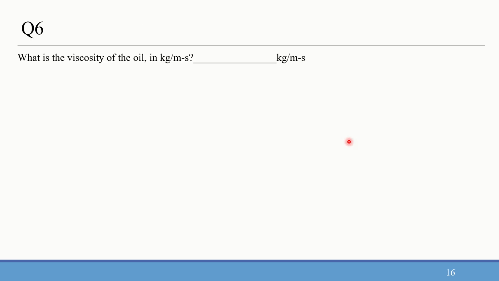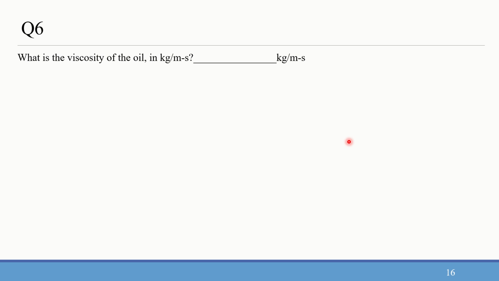What is the viscosity of the oil in kg per meter second? As mentioned in the question, this data will help us in calculating the viscosity. So in the question it is directly asked what is the viscosity of the oil, that is the fluid in the question. Now we will see how to calculate the viscosity. It is simple. The formula is given. We just need to substitute into the formula.